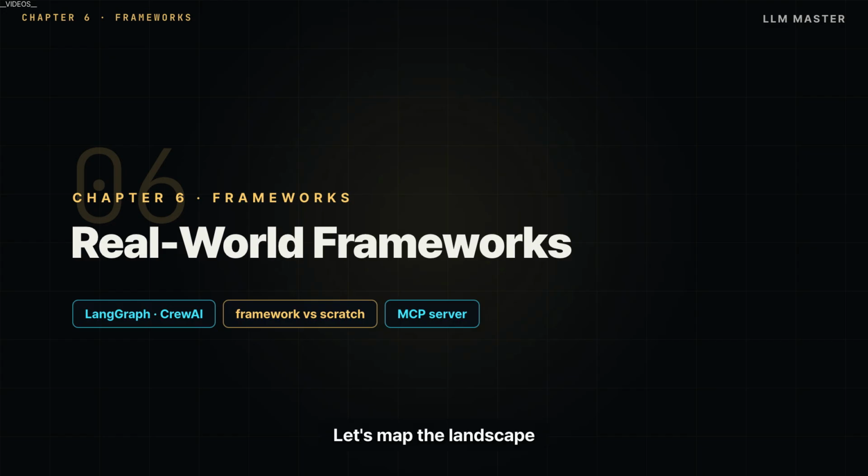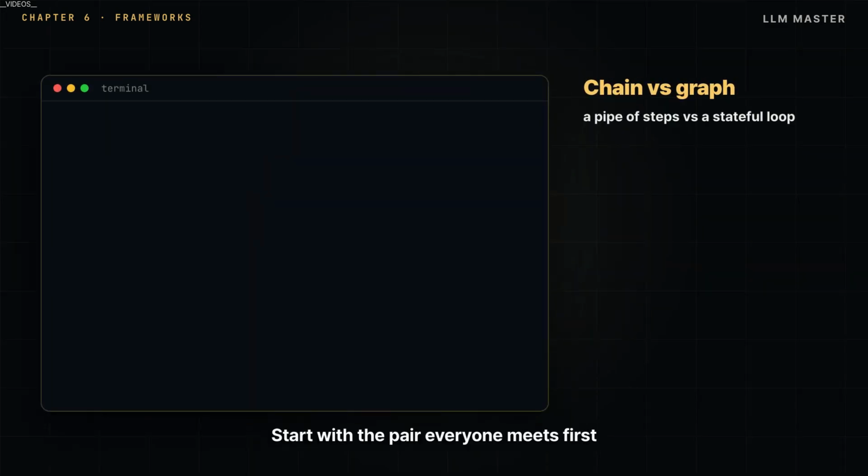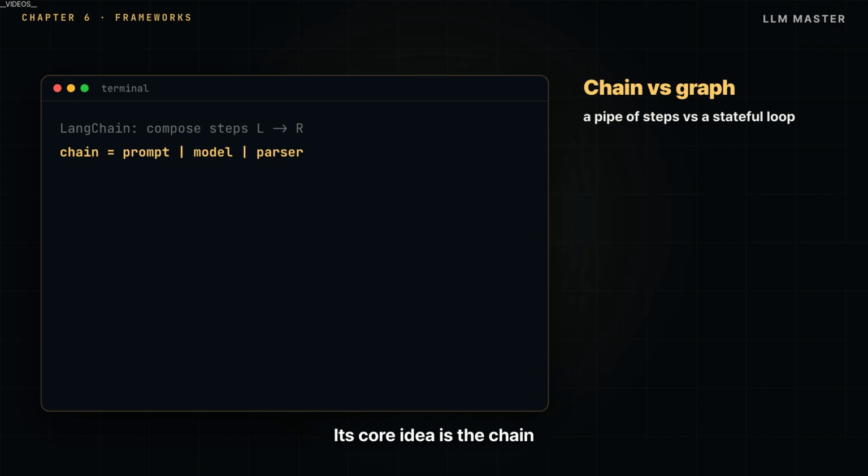Let's map the landscape. Start with the pair everyone meets first. LangChain is the batteries included toolbox, a common interface over models, plus an enormous library of loaders, vector stores, and integrations. Its core idea is the chain. You pipe components left to right, prompt into a model into a parser, and you've got a working pipeline in a few lines. That's perfect for linear, one-shot flows.